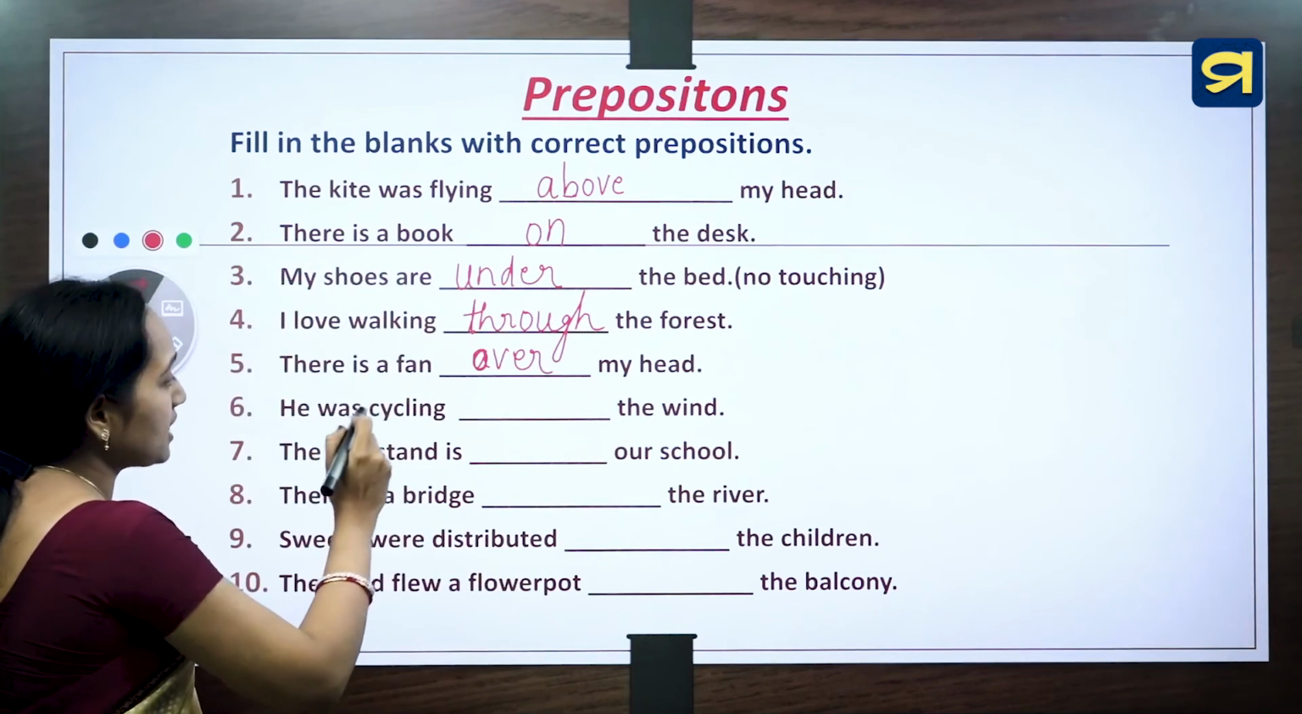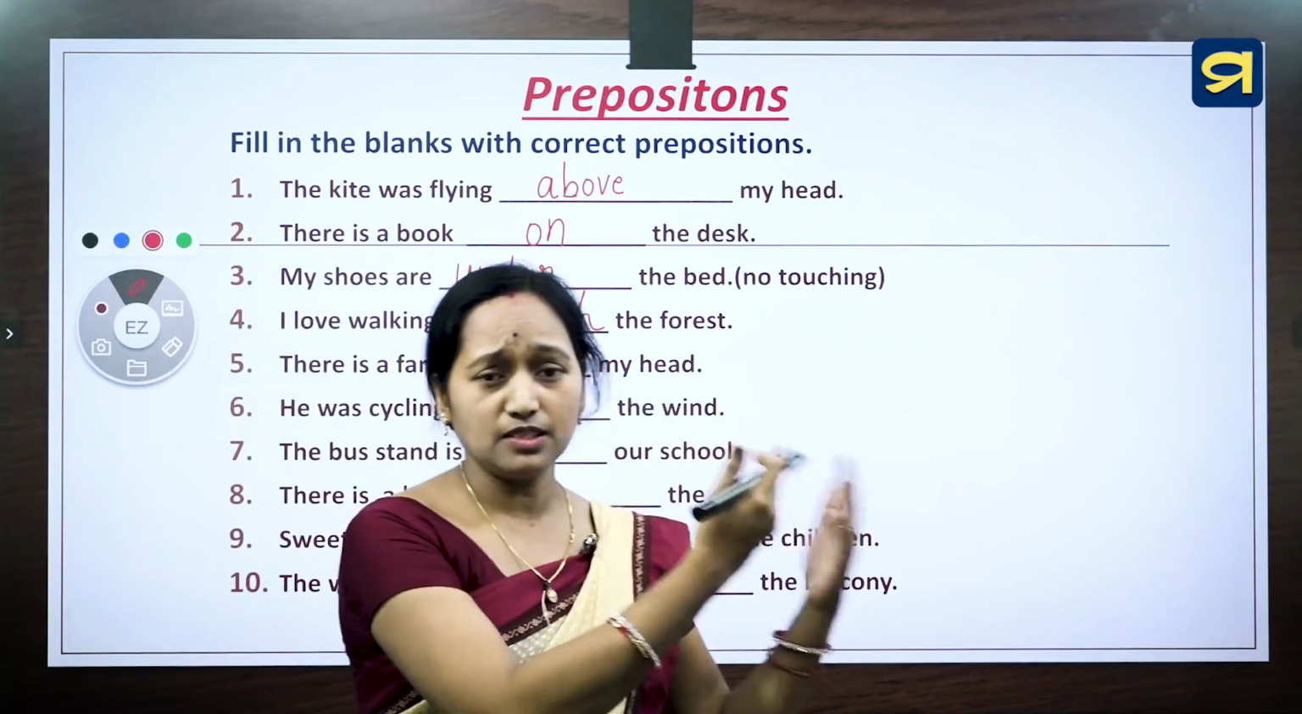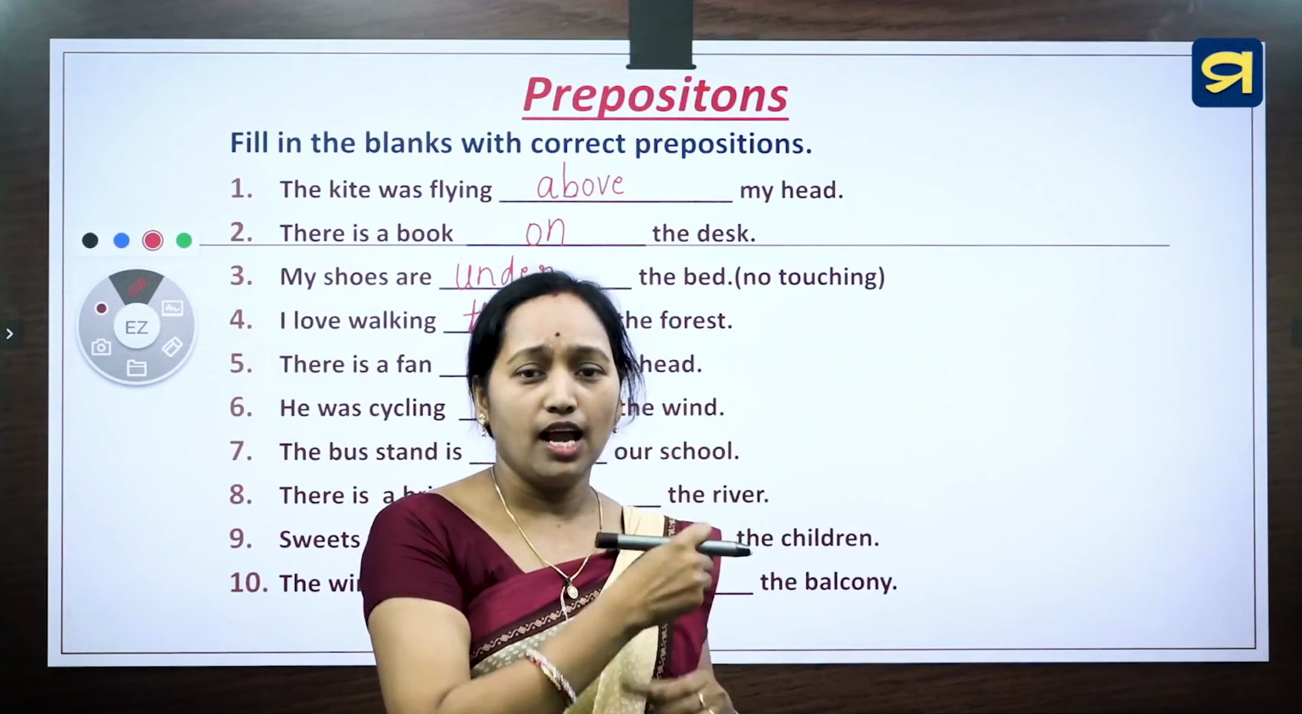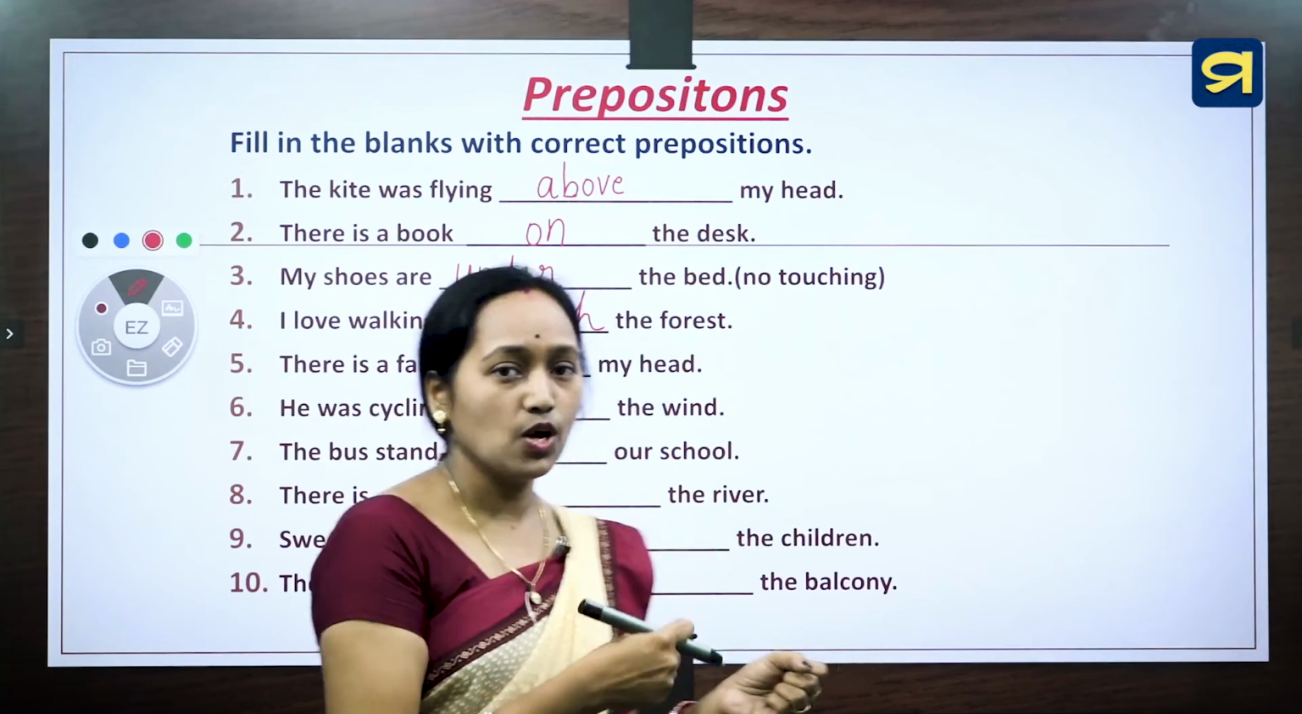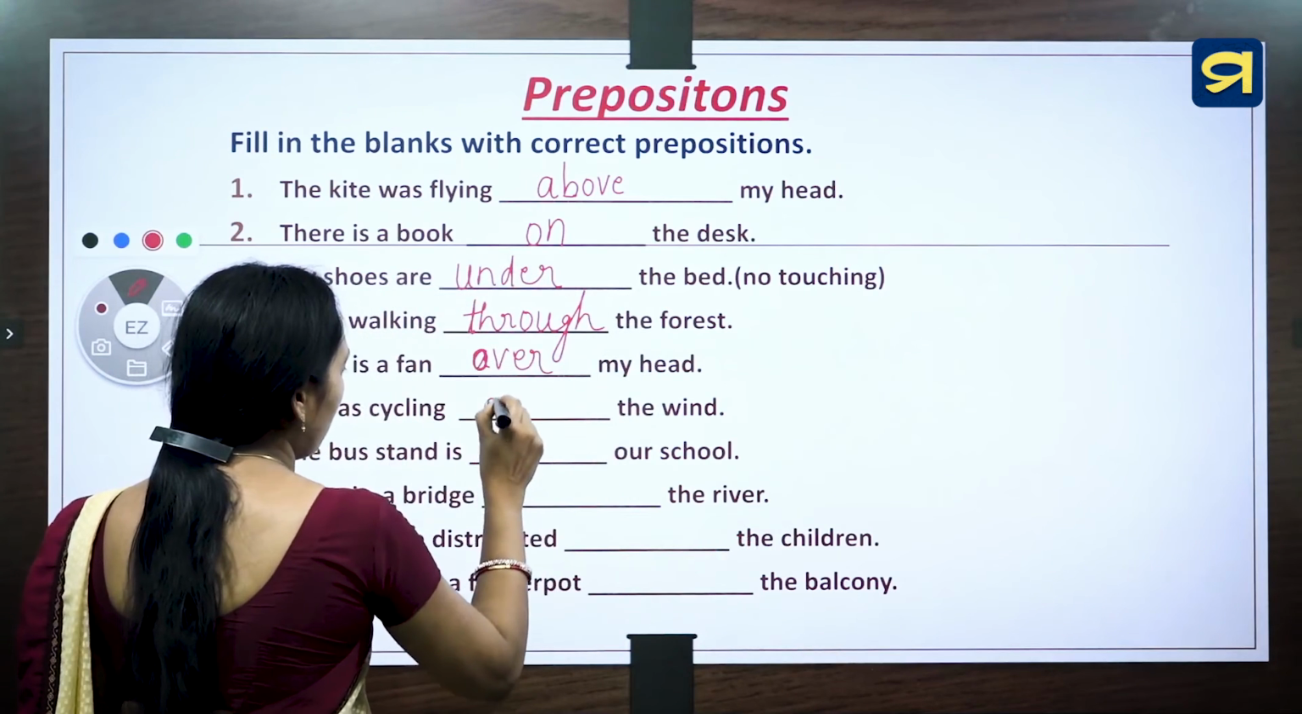Number 6. He was cycling dash the wind. The wind is coming very forcefully from this side and we are cycling. It means we are cycling against the wind.